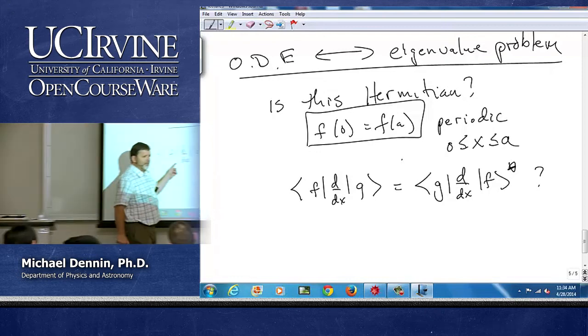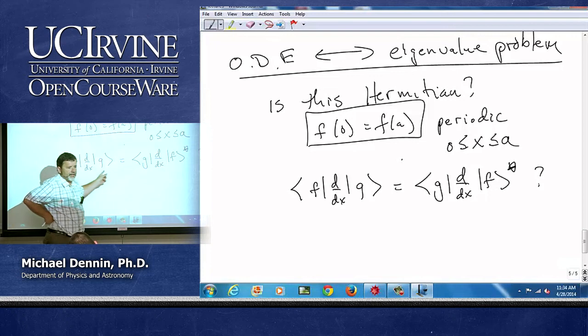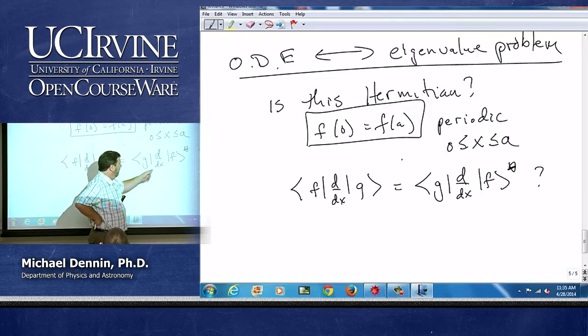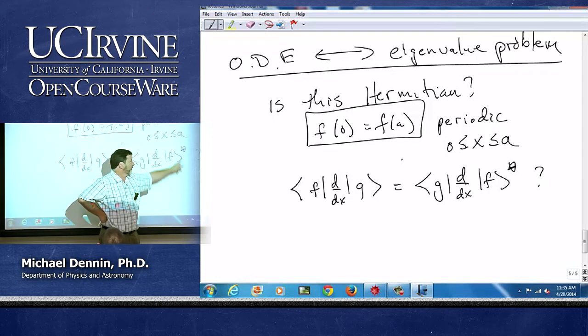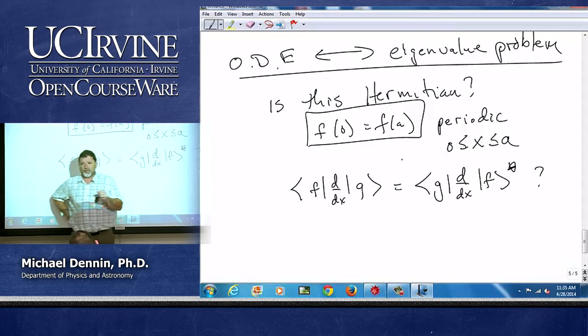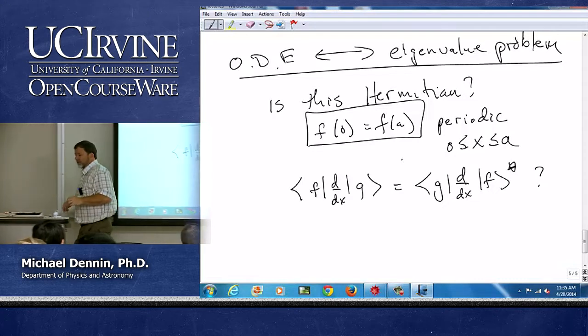I'm going to give you a couple of minutes, on your own or with the person next to you, to see if you can work that out. I'll give you the key hint: these are all inner products. This says take d by dx, act it on g, that's a new vector, and take the inner product of f with this vector. And inner product is defined how? The integral. So does this, f with d by dx acting on g, equal g with d by dx of f, with a complex conjugate? Take a few minutes to think about that.